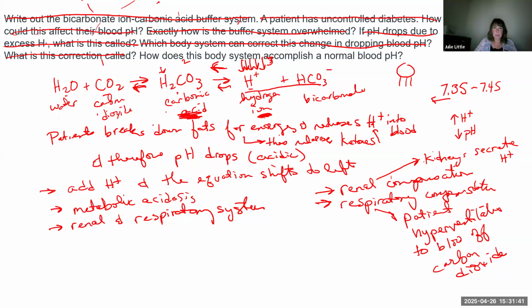How does this body system accomplish this? Like I said, if it's renal compensation, the kidneys secrete hydrogen ions. And if the patient gets to a really bad point and starts hyperventilating, the respiratory system has taken over to blow off carbon dioxide because we're making lots of this. And the way we get rid of carbon dioxide is through our respiratory system.